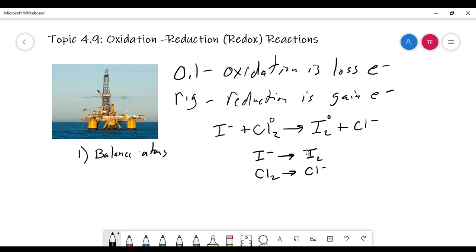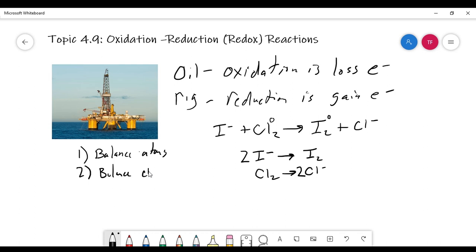If you look, iodine is not balanced here and chlorine is not balanced here. So the first thing we need to do is balance each reaction to make the number of atoms the same on the left and right, which means I need two iodides on the left to balance the two iodines on the right. And I have two chlorines on the left, so I need to put a two in front of the chloride to balance the chlorides on the right. So now we've balanced the atoms. The second step is to balance for charge.